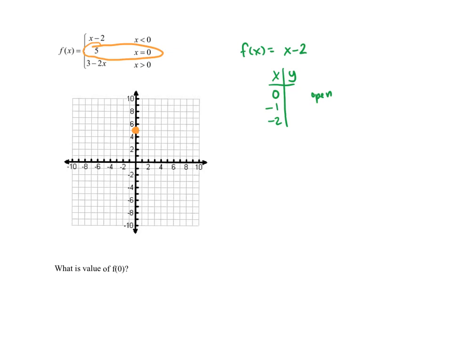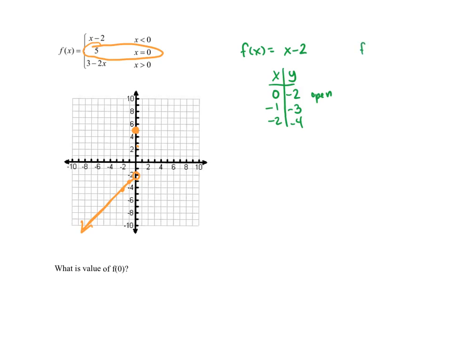So I'll plug these x's in. 0 minus 2 is negative 2. Negative 1 minus 2 is negative 3. Negative 2 minus 2 is negative 4. So there's my point, 0, negative 2, which is going to be open. Negative 1, negative 3, and negative 2, negative 4, which looks like this. So it definitely does not connect to that dot up there.